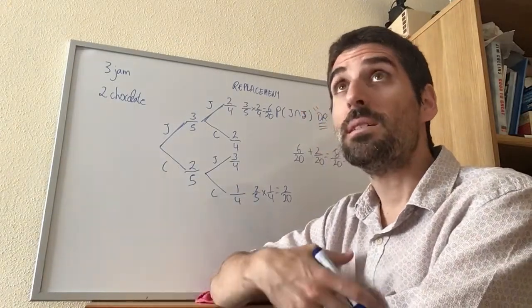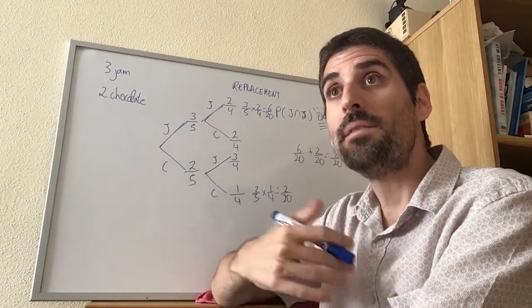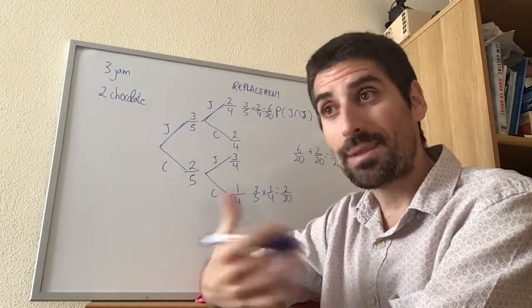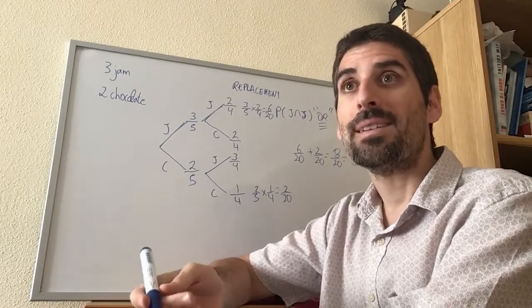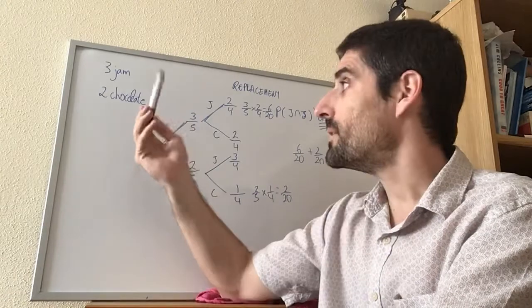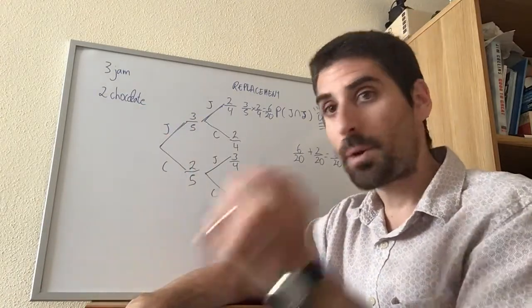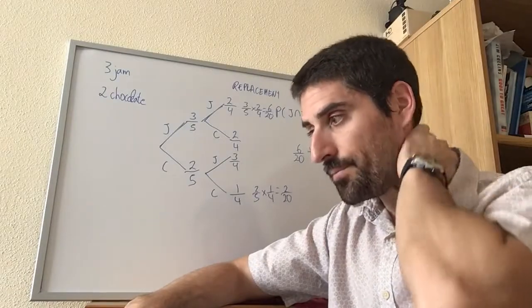That's it really. More often than not, if there is replacement, they will tell you that in the question. And typically, but not always, if they don't tell you that there is replacement, it means dependent probability. I hope that makes sense. We will practice a lot of this, and yeah, you'll be fine.